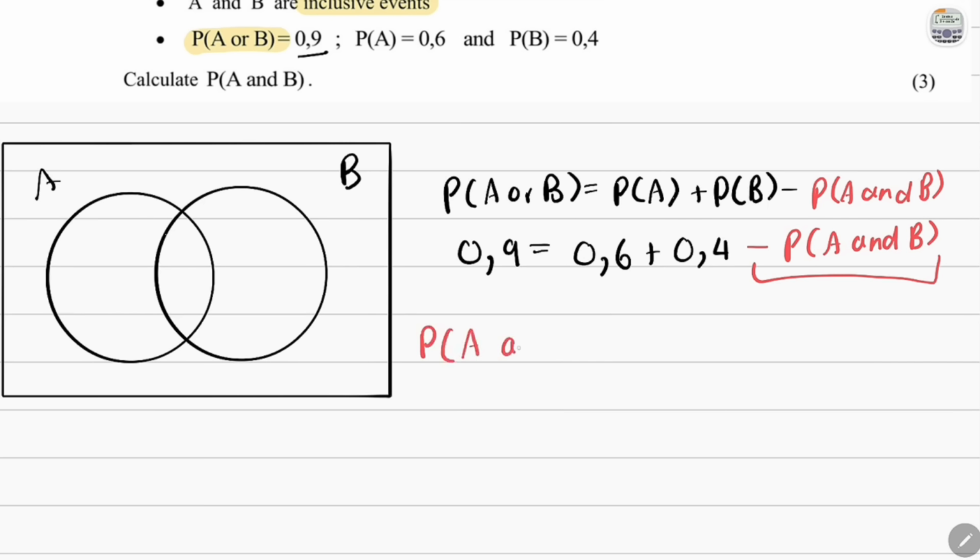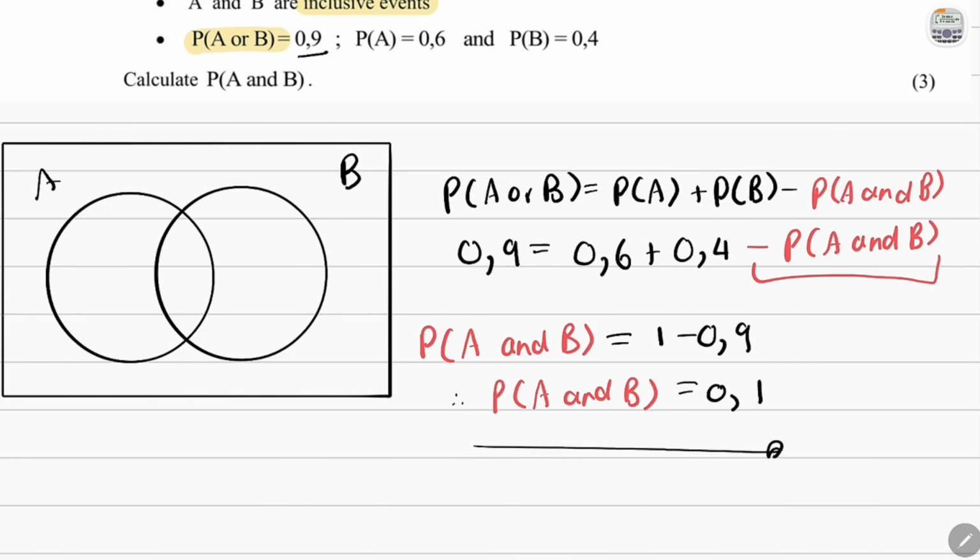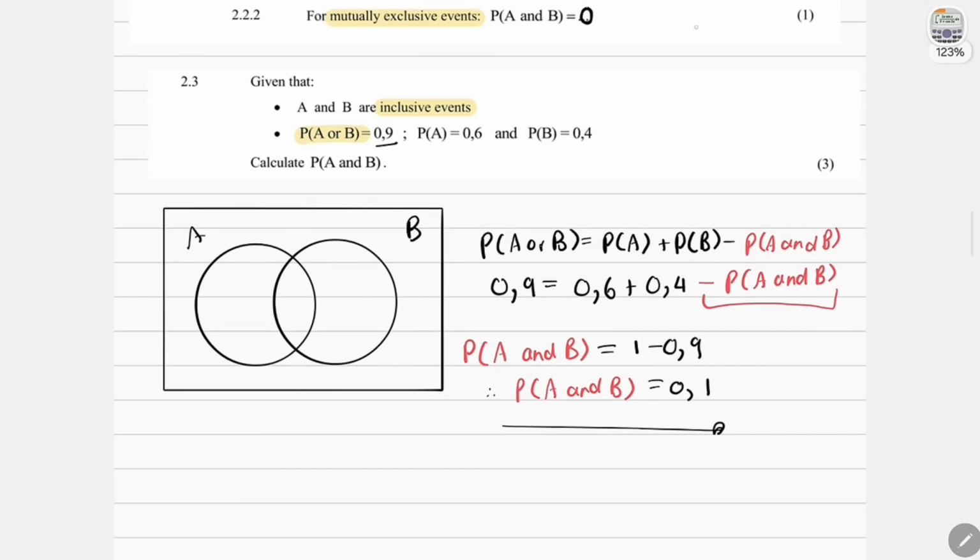So it's probability of A and B, and then it's equal to, so if we add these together, we're going to get 1 as a decimal, okay? And then 0.9 comes over to become minus 0.9. And so finally, we find that the probability of A and B is equal to 0.1. And that is our answer. Moving on to the next question.